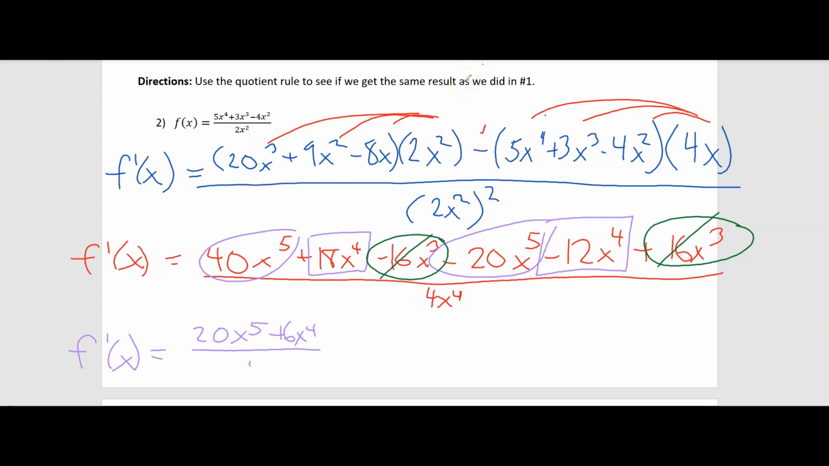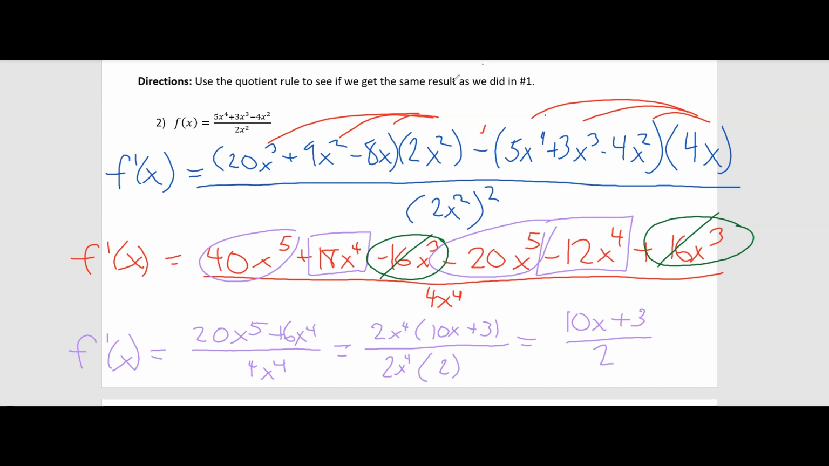And that is all over 4x to the 4th. Now I can keep simplifying this. I can factor out a 2x to the 4th from my numerator, so that leaves me with 10x plus 3. And if I factor out a 2x to the 4th from my denominator, that leaves me with 2. So that gives me 10x plus 3 all over 2.